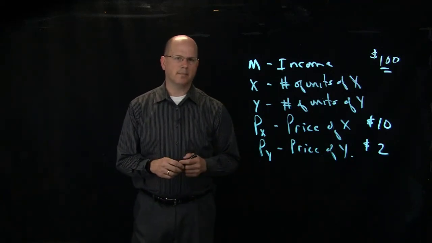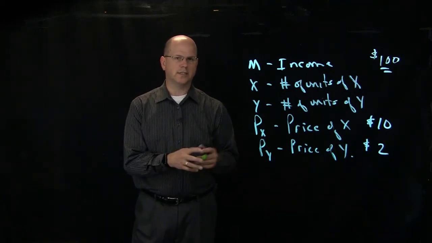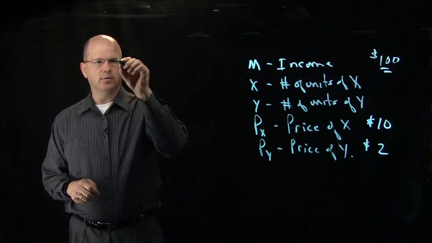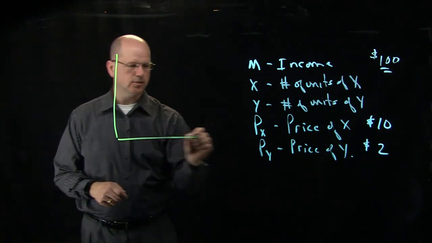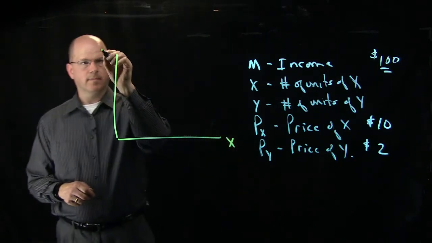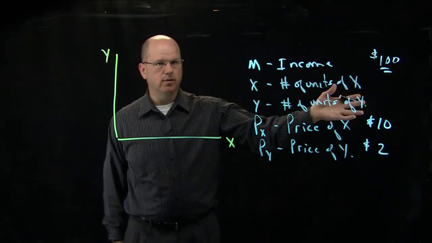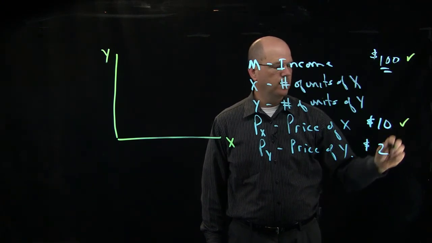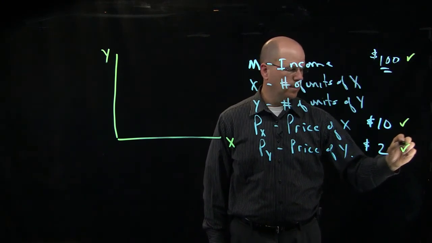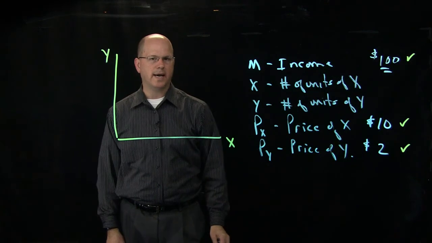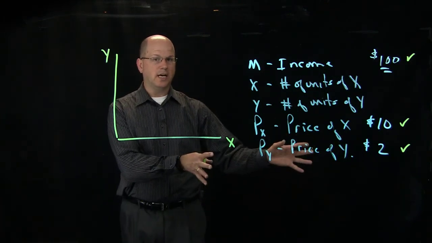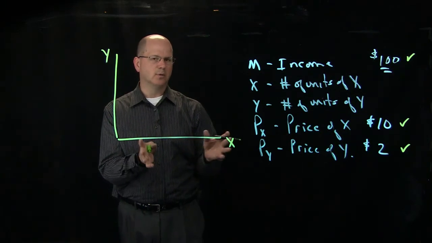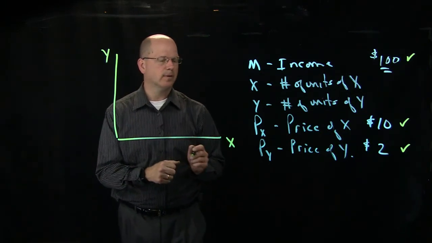So next, let's talk about some changes in our budget constraint. What factors would result in the budget constraint moving? As you see over here, we can change income, we can change the price of X, or we can change the price of Y, and then we end up with a new budget constraint that the consumer works under. Okay?